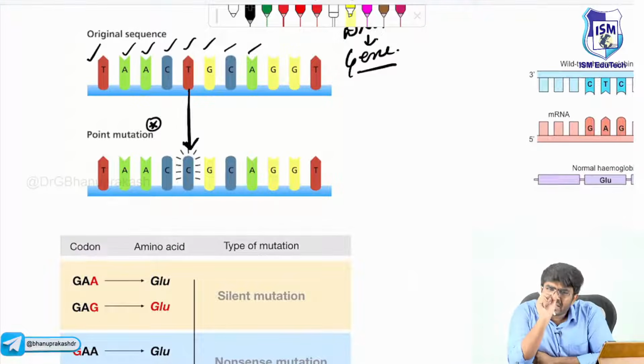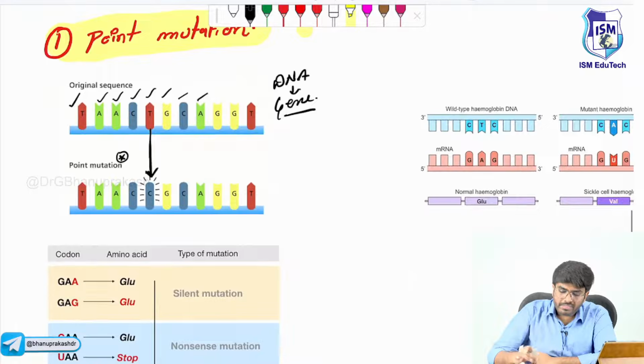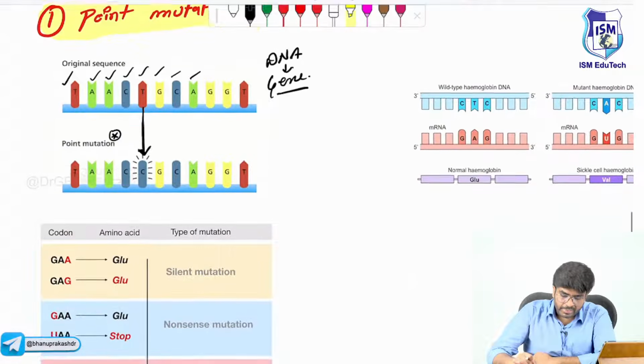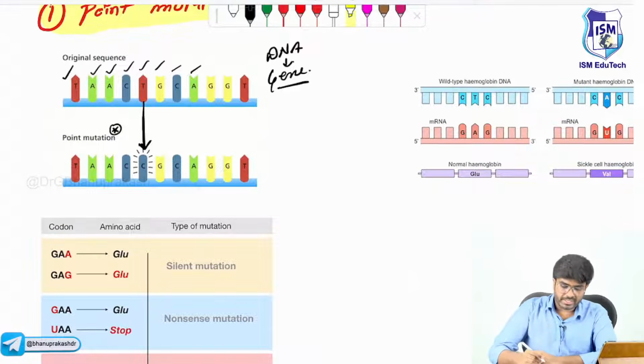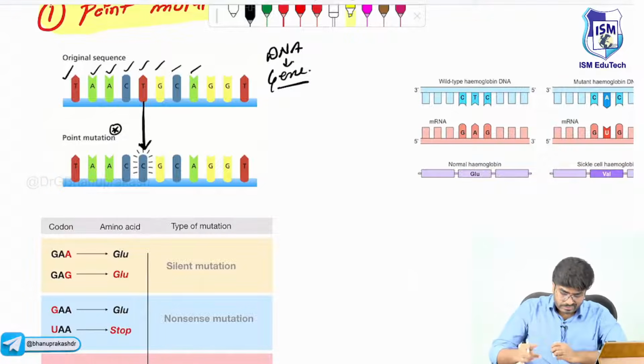So it's just at one particular point. The entire chromosome is not lost. Only at that particular point, one nucleotide is replaced by another nucleotide. So it is called a point mutation. What happens if there is a point mutation? Let me tell you, there are three possibilities.